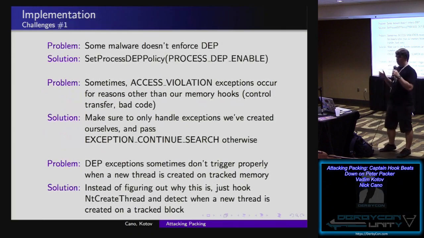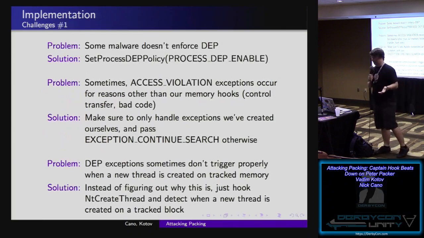So we did run into some problems that took a while to figure out. At one point, some malware wasn't throwing DEP exceptions. We didn't know why, and then we realized, oh, DEP's a flag in the PE header, and if it's not set at compile time, we won't get the exceptions. So there's a function for that, just call the SetProcessDEPPolicy Windows API function to enable DEP, done.